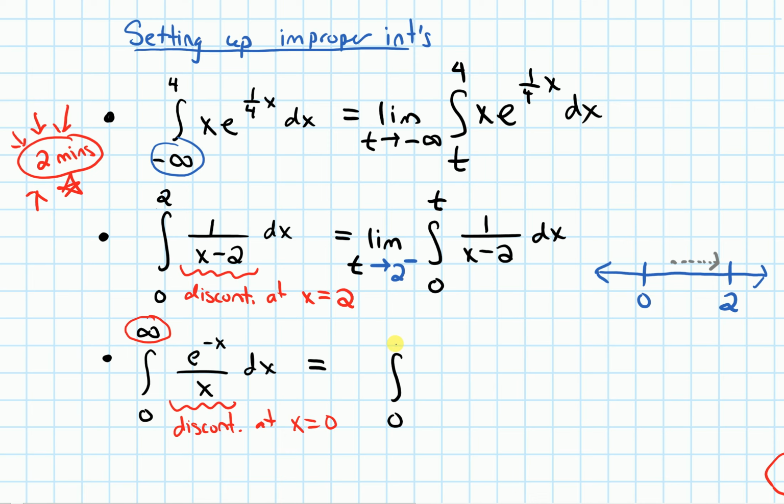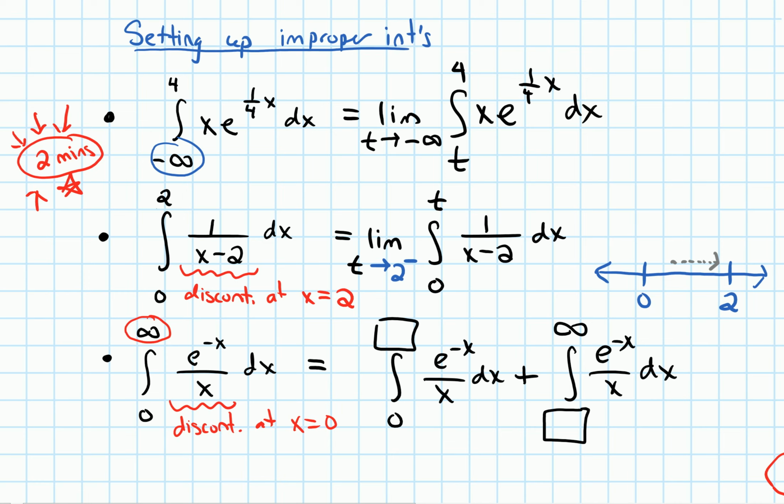If there's more than one improper thing, I need to split up my integral into two pieces. So I'll go from 0 to something, e to the negative x over x dx, plus another integral that picks up at that number and goes to infinity, e to the negative x over x dx. I could pick whatever I want for that number, as long as I pick the same thing in both spots. I'll pick something simple like 1, but I could choose 2 or 5 in both spots.